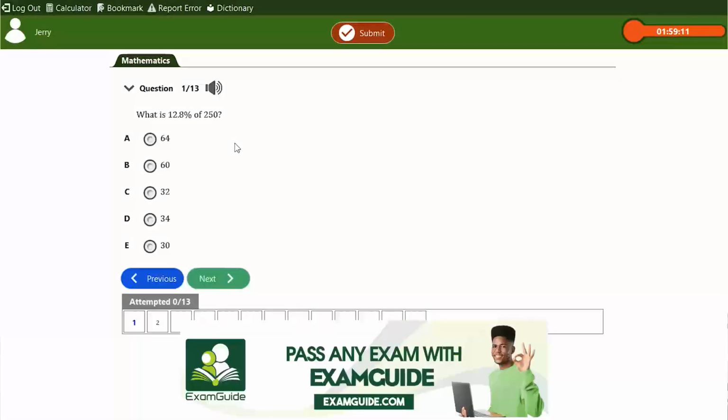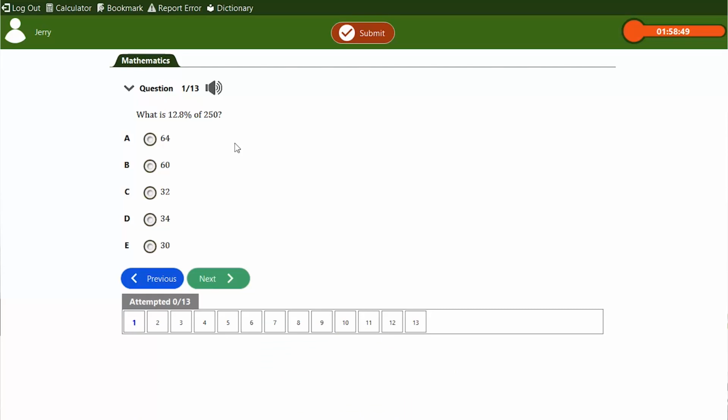So let's look at some past questions from the ExamGuide app. Okay? The first one we have there. Let's look at the first one. Number 1 says, what is 12.8% of 250? Question mark should be there. So let's look at the solution of that.